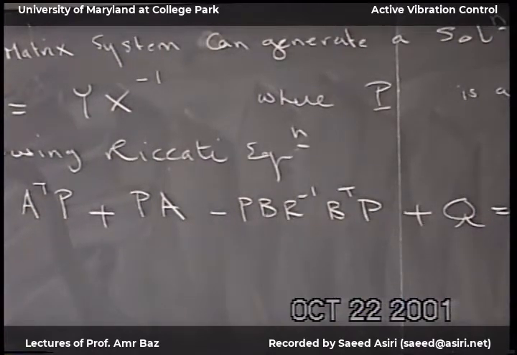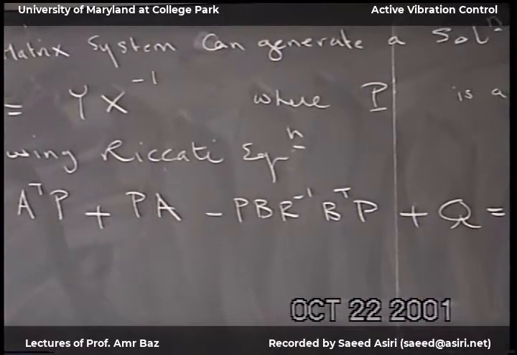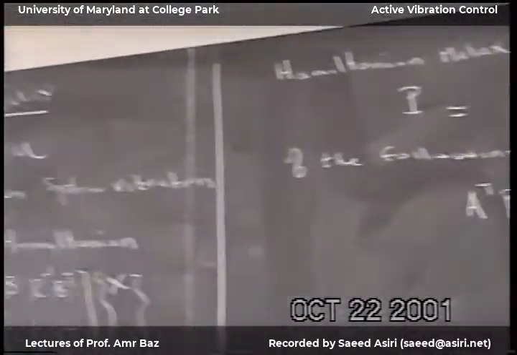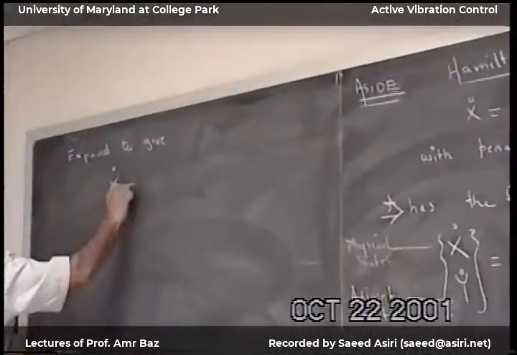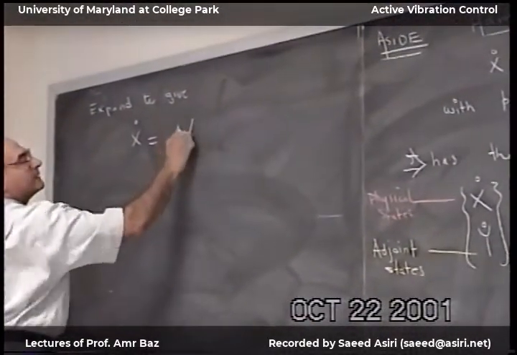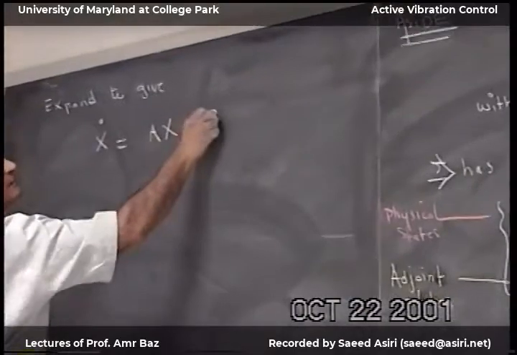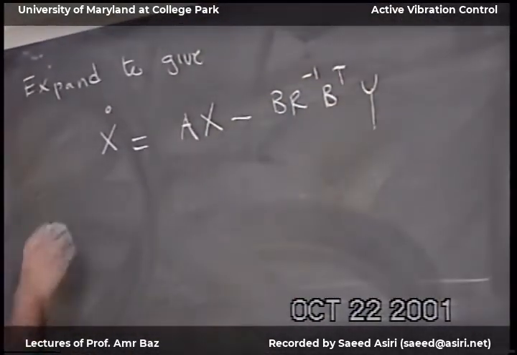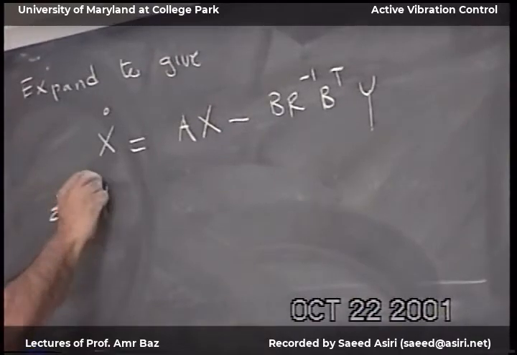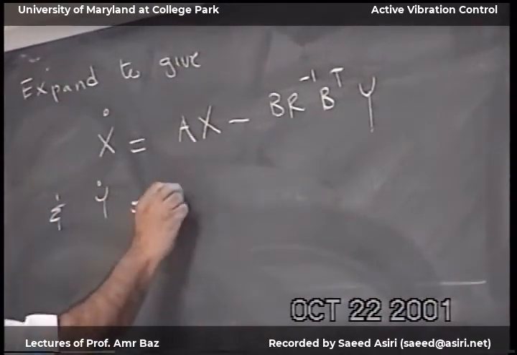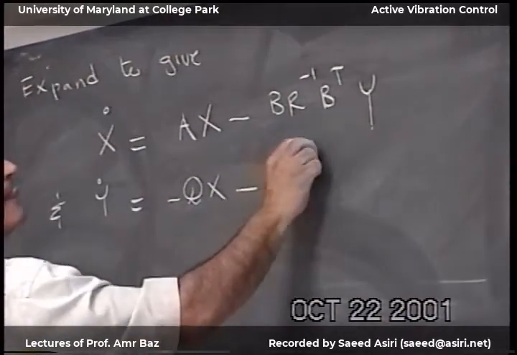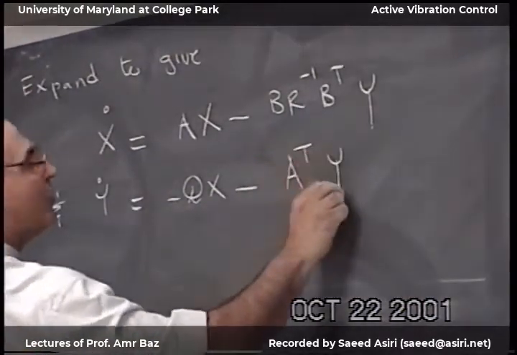The first equation will expand to give x dot equals A x minus B R inverse B transpose y, and y dot will equal minus Q x minus A transpose y.